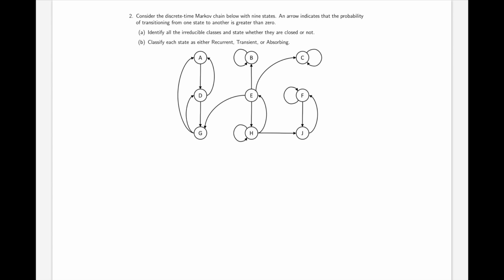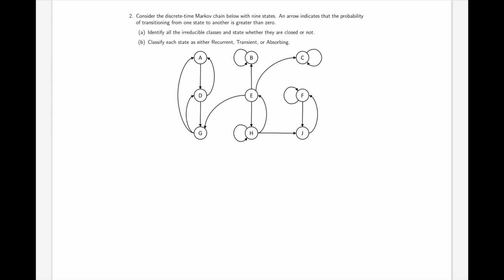So recall that an irreducible class is an equivalence class on the equivalence relation of communication, and two states communicate with one another if they are accessible from each other. So in this case, two states are accessible from one another if there is a path from the first state to the second and a path from the second state to the first. Let's take each state in turn.